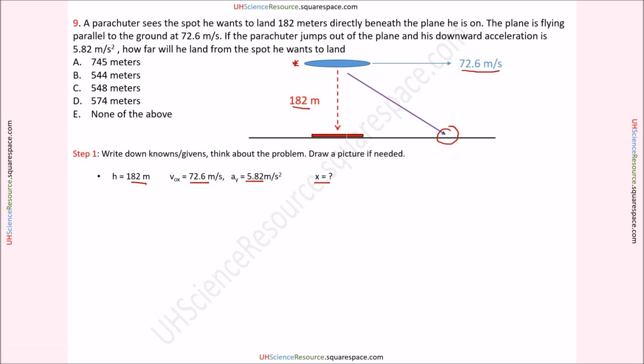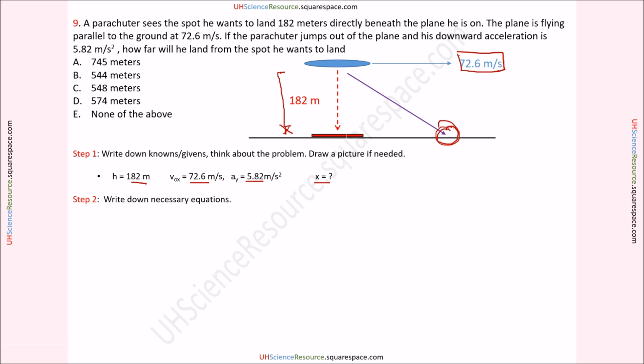Now, to figure out the distance away from where he wants to land, we're going to have to first figure out how much time he spends in the air. To do that, we need to calculate how much time it takes for him, when he jumps out of the plane, to actually reach the ground. If we figure out that amount of time, we can then multiply it by the velocity in the x direction to figure out how far he is away from the spot he wants to land. So that's going to be our strategy.